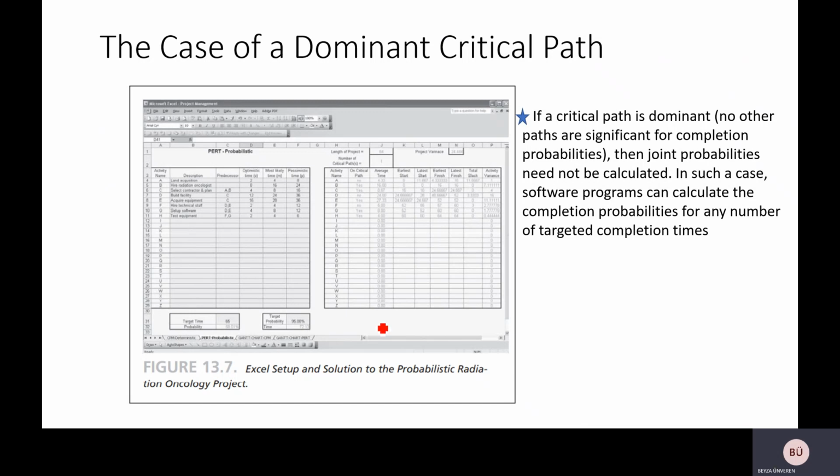The Excel solution to the probabilistic radiation oncology project is here. This figure also depicts the solution for completion by the 65th week, written here, but it's small: 58%. The completion time for a target probability of 95% is about 72 weeks.